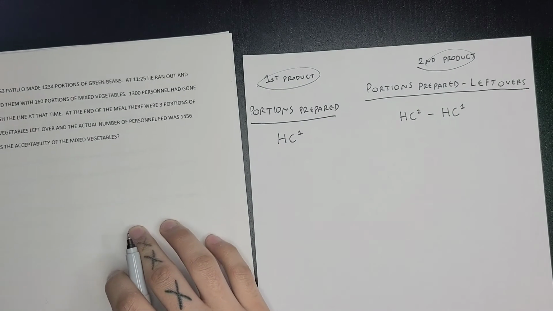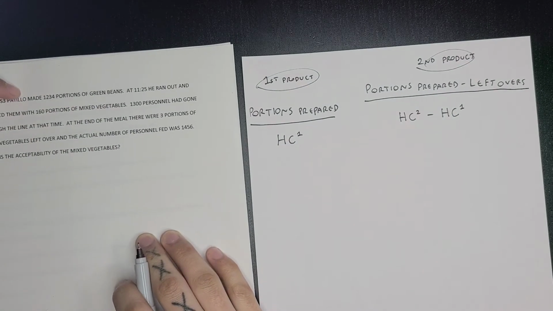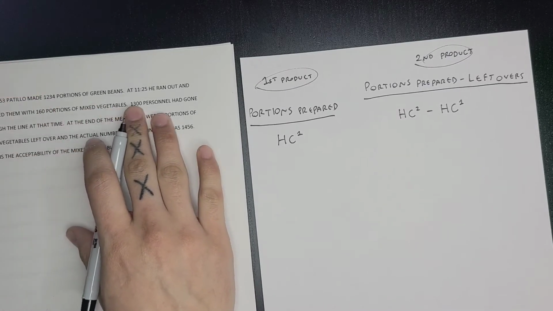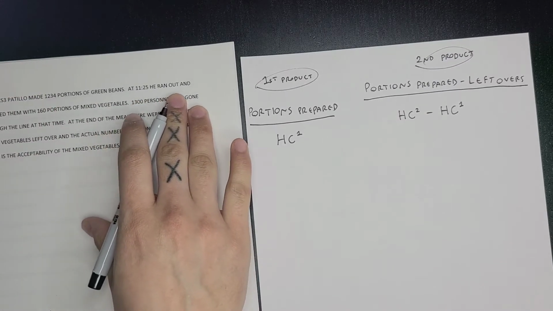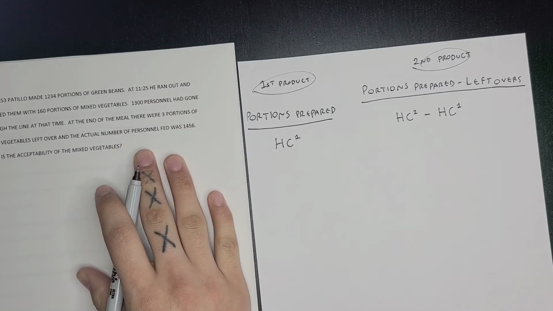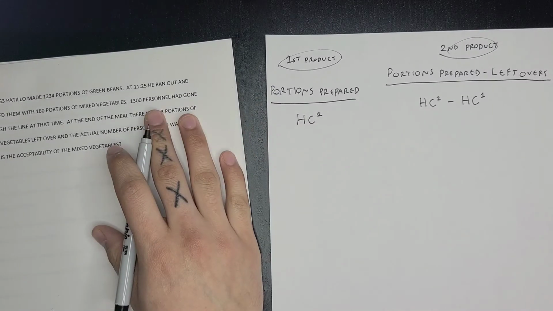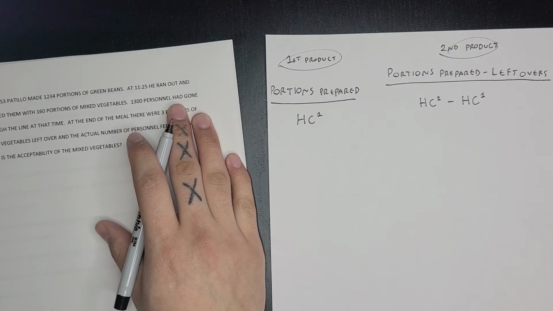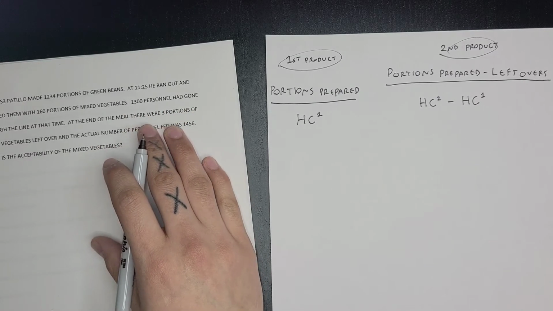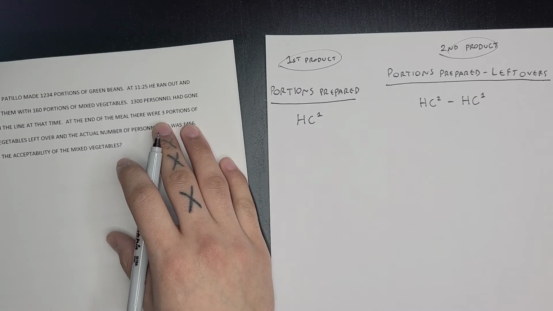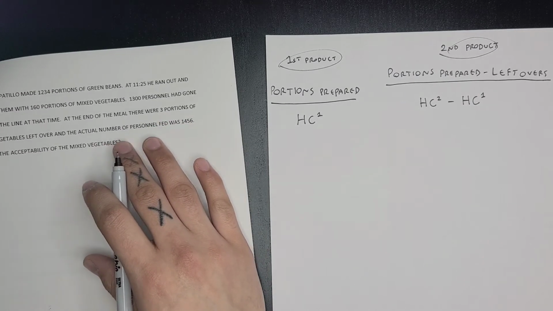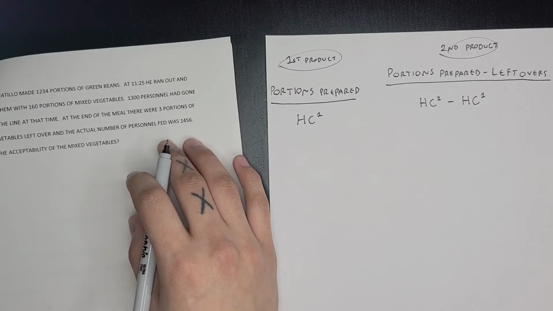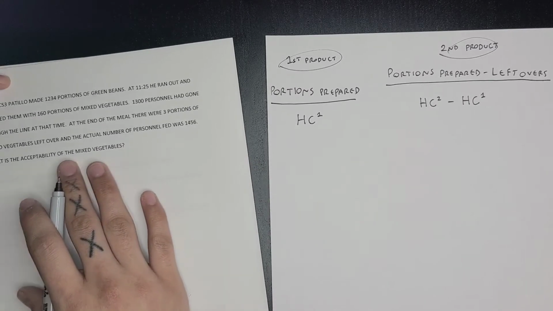So this question says CS3 Patillo made 1,234 portions of green beans. At 11:25, he ran out and replaced them with 160 portions of mixed vegetables. 1,300 personnel had gone through the line at that time. At the end of the meal, there were 3 portions of mixed vegetables left over, and the actual number of personnel fed was 1,456. What is the acceptability of the mixed vegetables?